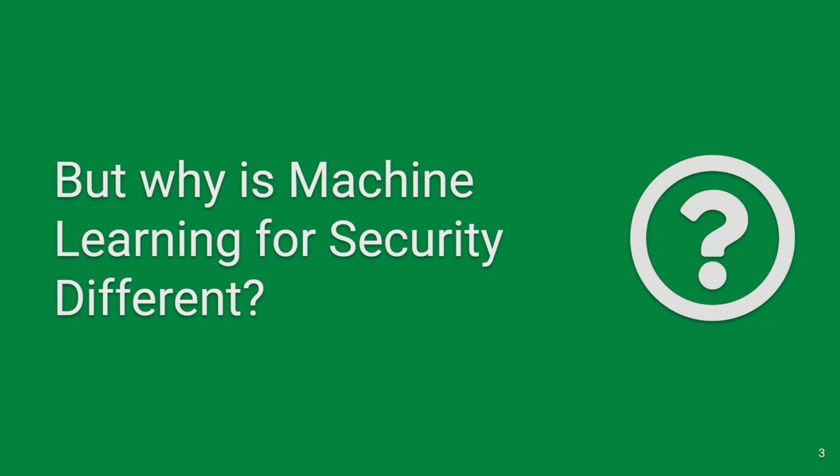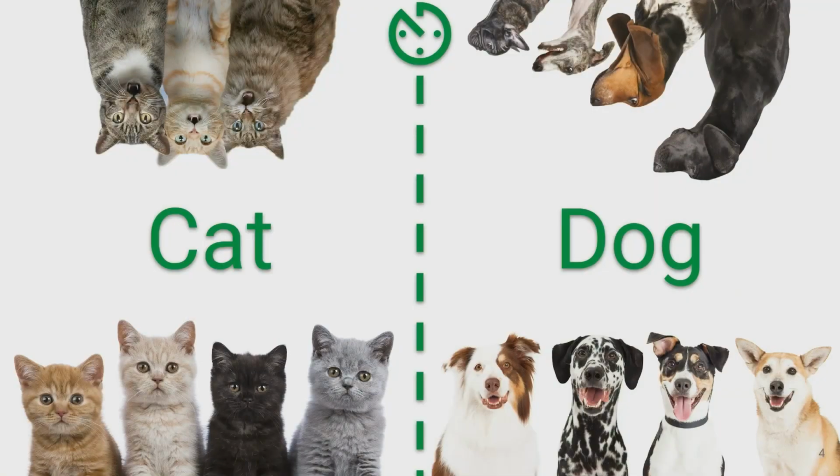OK, but why is machine learning for security different? I will show you a classical example of why. Imagine a simple image classification problem. We want to create a model to classify cats and dogs. This model will not change as time goes by. Cats will always be cats, and so the dogs. They always look the same. So we do not need to update the classification model every time a new dog or cat appears. We just need a population that generalizes both classes, right?